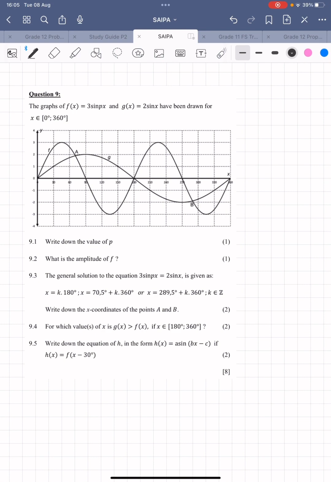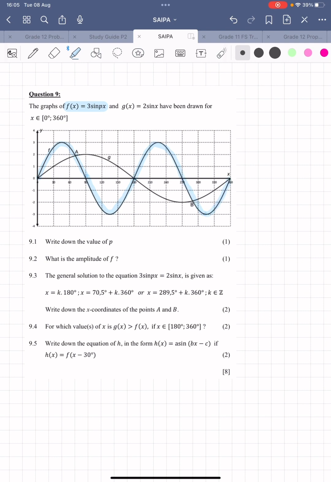Now, for the first question, they have told us that the graphs of f of x, which is 3 sine px, so I'm just on my graph going to go over that in blue. Sorry that it's a bit shaky. All right, so that is the graph of f that we are looking at.